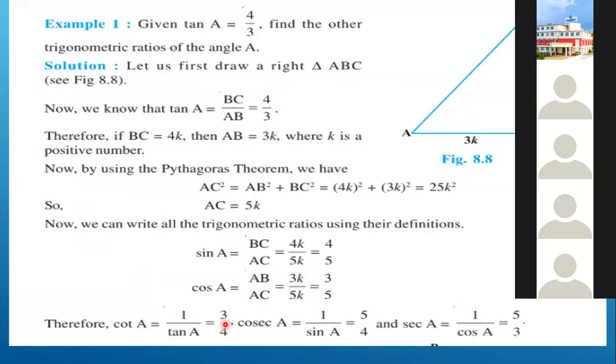Yes, ma'am. Ma'am, can you explain the last step, ma'am? So the last is a reciprocal. Cot A, cosecant A and secant A are the reciprocals of sine, cos and tan. So if sin A is 4 by 5, cosecant A is 5 by 4. And cos A, if it is 3 by 5, secant A is 5 by 3. And tan A, they already gave as 4 by 3. The reciprocal, cot A, is 3 by 4.